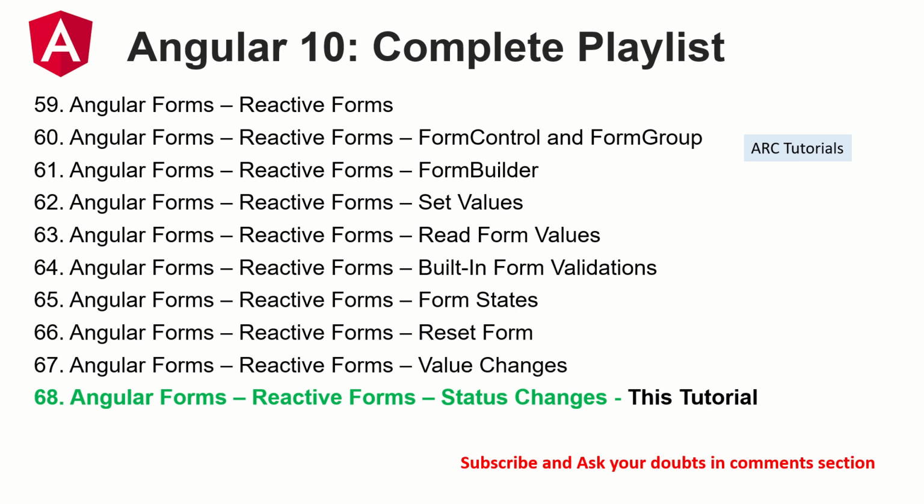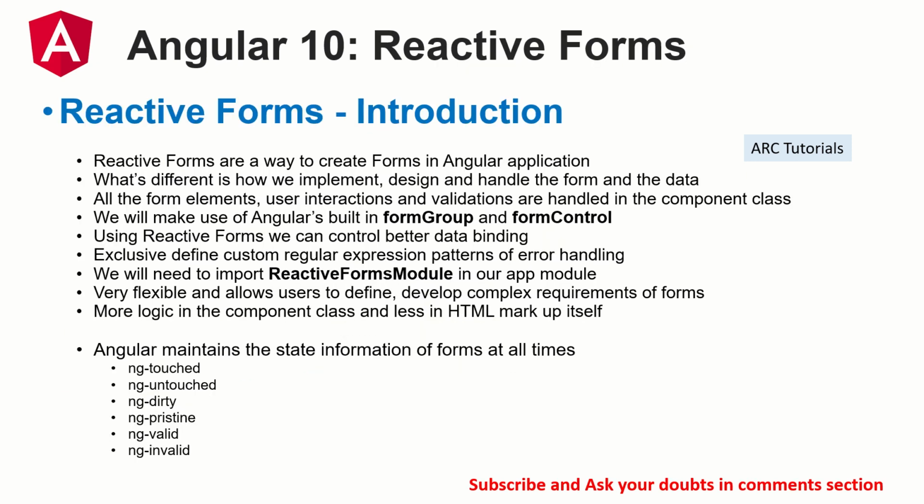Today we are in the 68th episode. Today we learn about how to track status changes in the reactive form. A quick note for our friends who are joining us new: reactive forms are a way to create forms in an Angular application. There are two types of forms that we can create: template driven forms and reactive forms. Whenever you work with reactive forms, you'll find yourself using form group, form control, form array, and form builder mostly. To work with reactive forms, the most important thing is to use the reactive forms module.